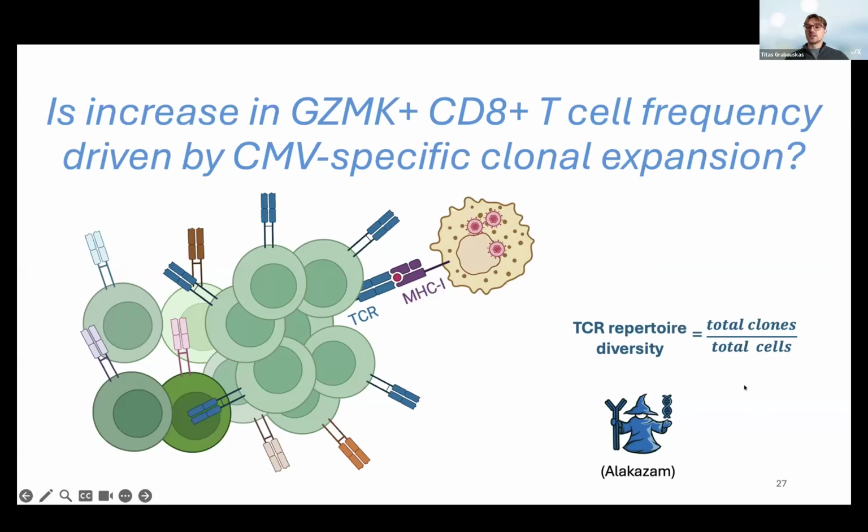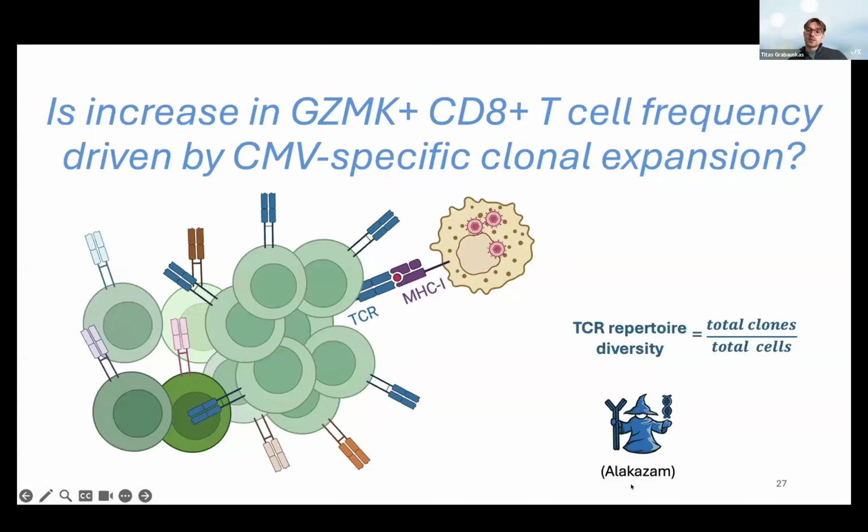Specifically, we wanted to quantify this clonal expansion using TCR repertoire diversity, which in its most simple form is the ratio of clones to cells. And of course we used our favorite package to do so, Alakazam, developed by the organizers of this meeting. The reason we picked the package is that it's quite user friendly. It allows for a bootstrapping approach. It allows us to calculate the diversity using different Hill numbers, giving more weight to expanded clonotypes and so forth.